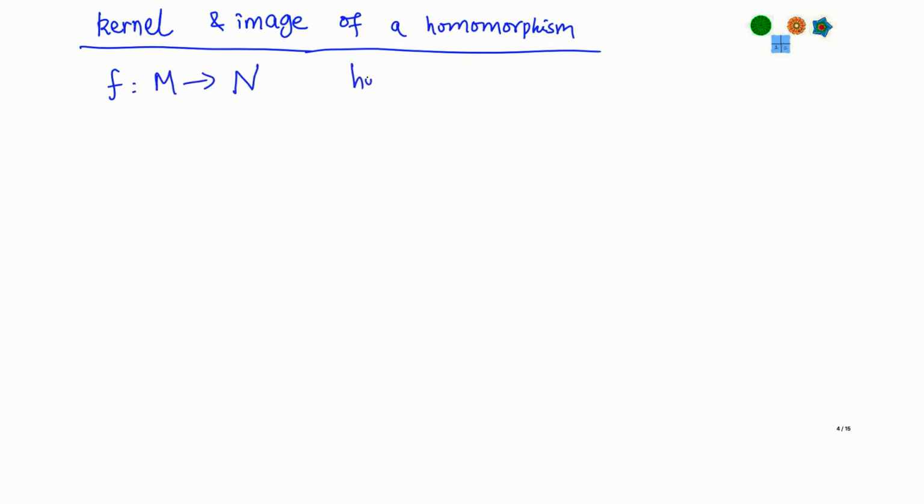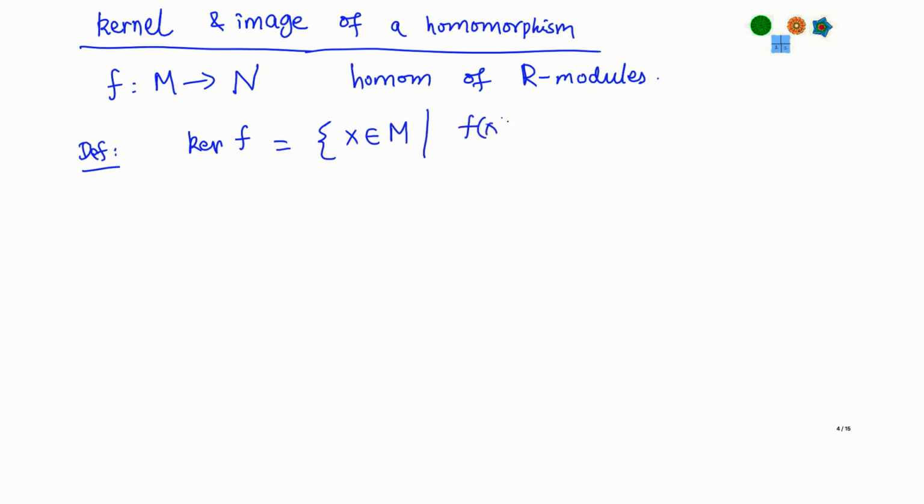Okay, suppose this is a homomorphism of R modules. So let's say both M and N are modules over a fixed ring R. Then we talk about the kernel. So this is the definition. The kernel of this map is all elements which map to 0.